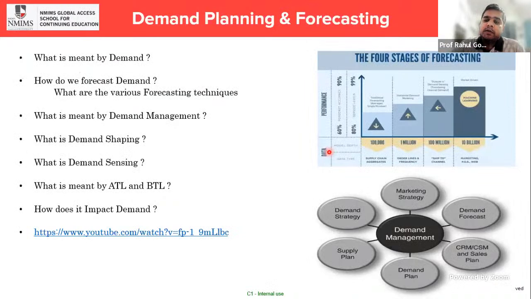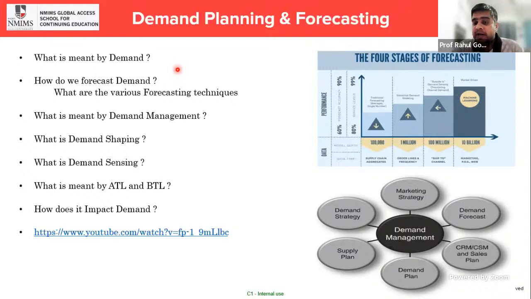Okay, then we started our discussion on the core topic, which is demand planning and forecasting. And we are going to see a lot of analytics which gets applied day in, day out in generating a reasonable, trustable, and highly accurate forecast. So we have gone through a lot of important concepts, a lot of basic concepts around demand planning and forecasting.